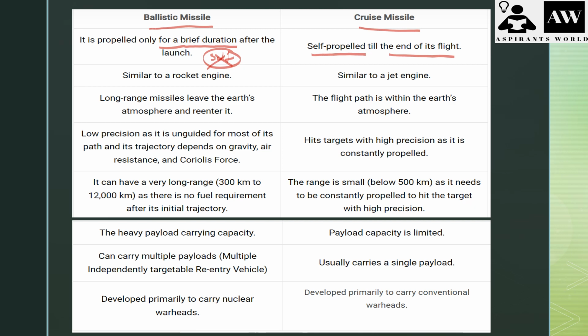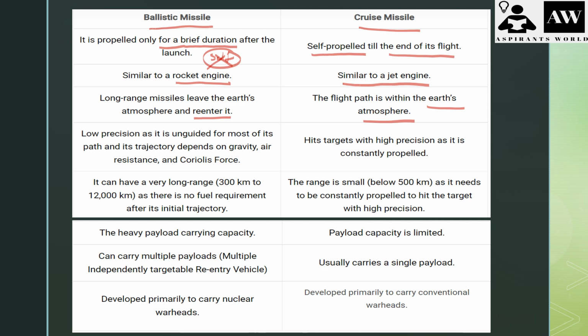So the ballistic missile is similar to a rocket engine, but the cruise missile, on the other hand, is similar to a jet engine. And long range ballistic missiles leave the Earth's atmosphere and re-enter it. But for cruise missiles, the flight path is within the Earth's atmosphere. That means if we see the long range ballistic missiles, they even go out of the atmosphere. But cruise missiles target only within the Earth's atmosphere.